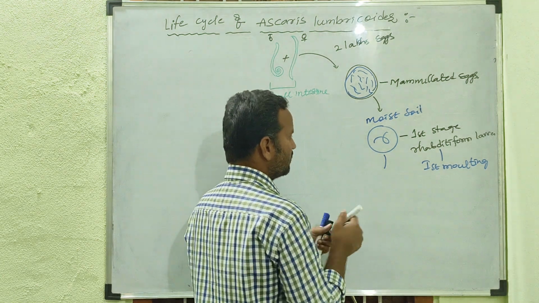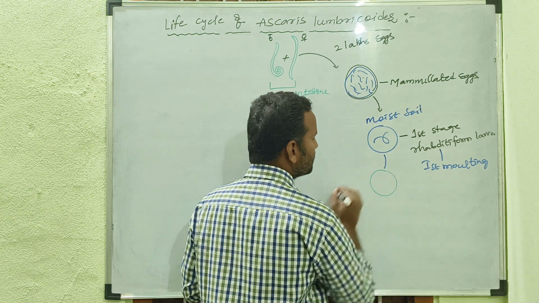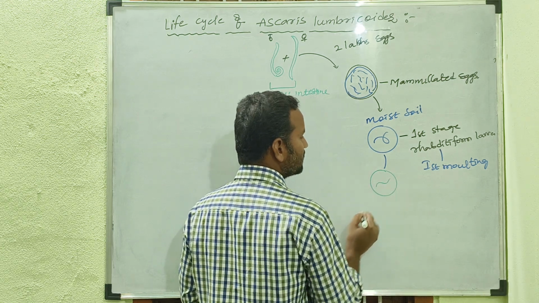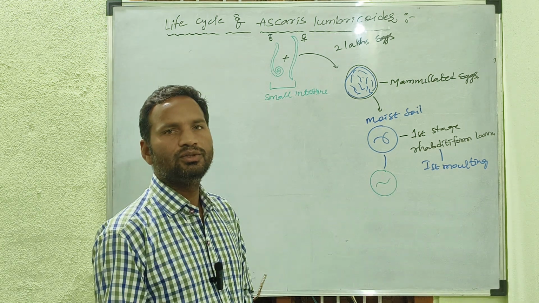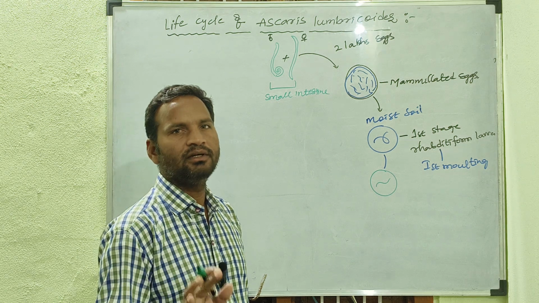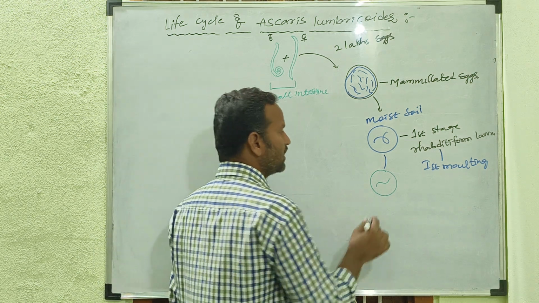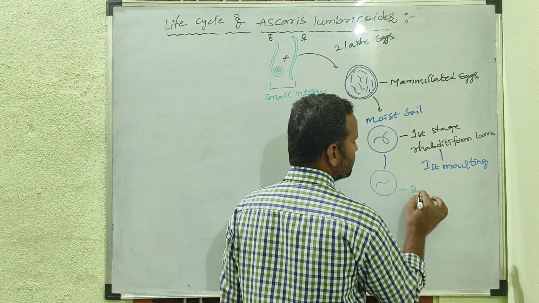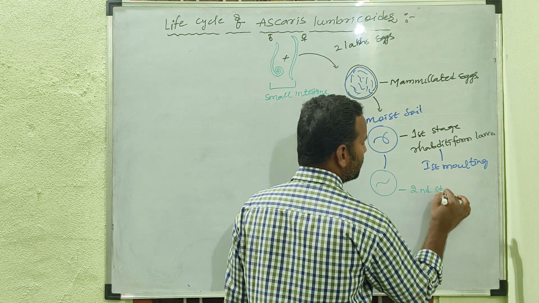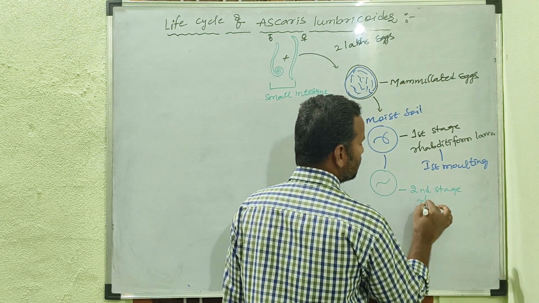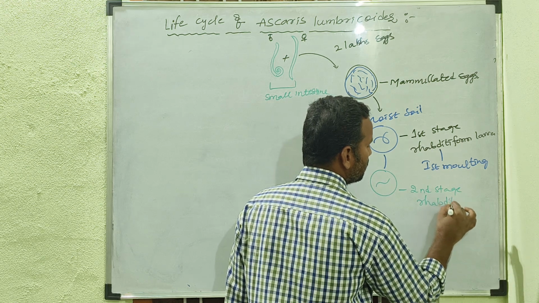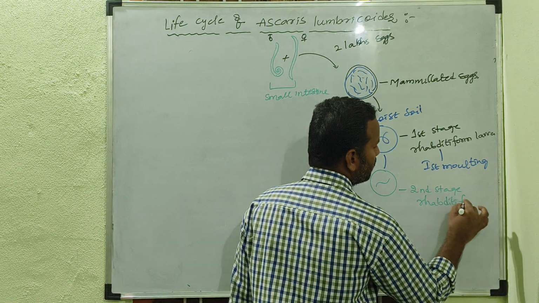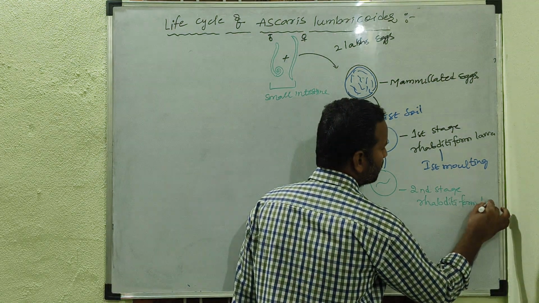The first stage larva. Then as a result, what is produced? The second stage larva within the egg. Then what is this? Second stage rhabditiform larva.